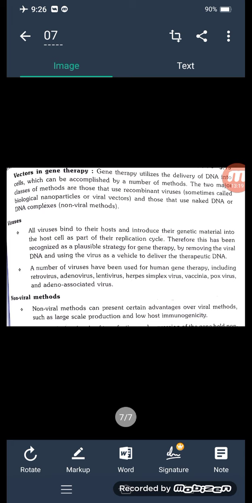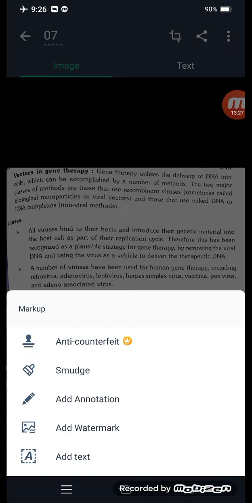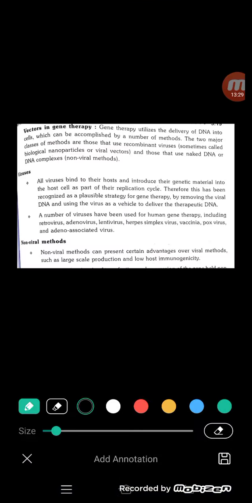And the next one is vectors in gene therapy. Vectors are also involved in gene therapy. So what are they? Gene therapy utilizes the delivery of DNA into cells, which can be accomplished by a number of methods. There are majorly two types: viral methods and non-viral methods.